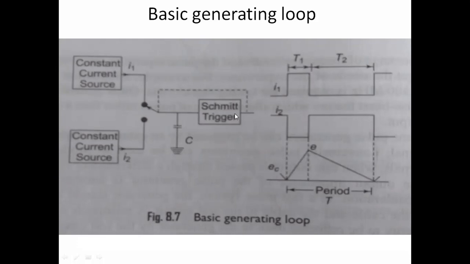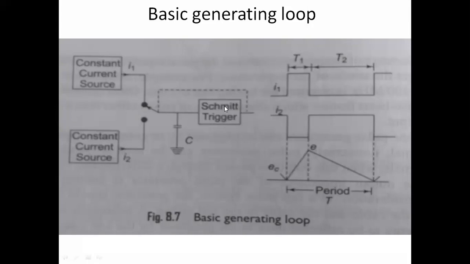Initially assume that the constant current source I1 is flowing through the capacitor, and due to that the capacitor will be charged. In such a situation we have a current of I1, and this is the output. It produces a linearly increasing slope. So the voltage across the capacitor is increasing until there is a limitation for the maximum value, and similarly we have a limitation for the minimum value.